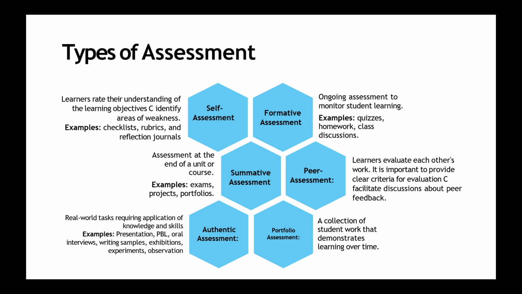Okay, there are several types of assessment here. You can see, for example, self-assessment, formative, summative, peer assessment, authentic, and also portfolio. Okay, first we see what is self-assessment. Self-assessment is to see the understanding of our learner. How, from our learning objective, does the learner understand what they need to achieve, and from the achievement we can see the weakness of the learner. For self-assessment we can assess by using a checklist, rubric, and also a reflection journal.